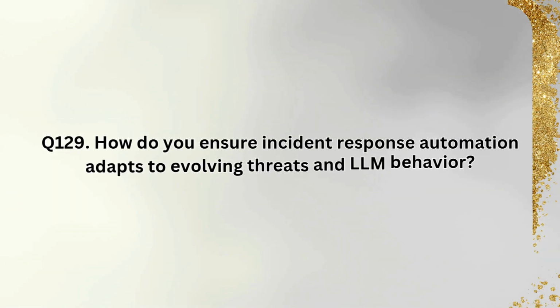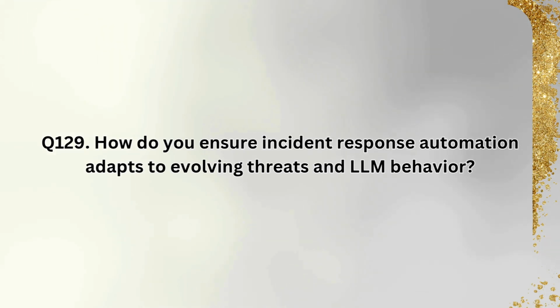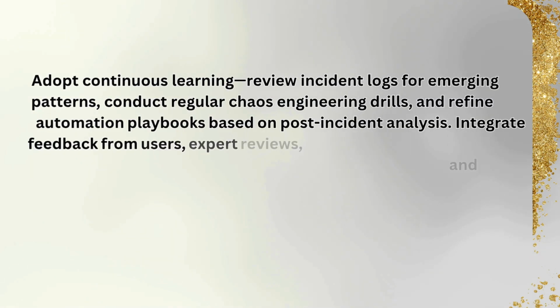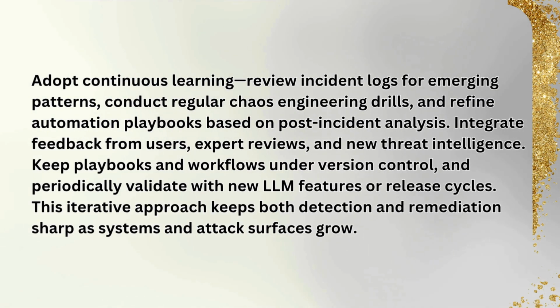How do you ensure incident response automation adapts to evolving threats and LLM behavior? Adopt continuous learning, review incident logs for emerging patterns, conduct regular chaos engineering drills, and refine automation playbooks based on post-incident analysis. Integrate feedback from users, expert reviews, and new threat intelligence. Keep playbooks and workflows under version control and periodically validate with new LLM features or release cycles. This iterative approach keeps both detection and remediation sharp as systems and attack surfaces grow.